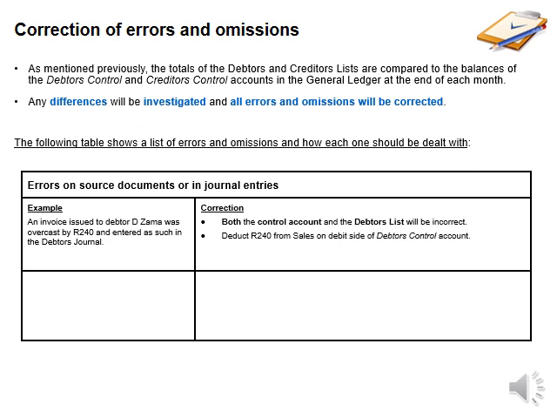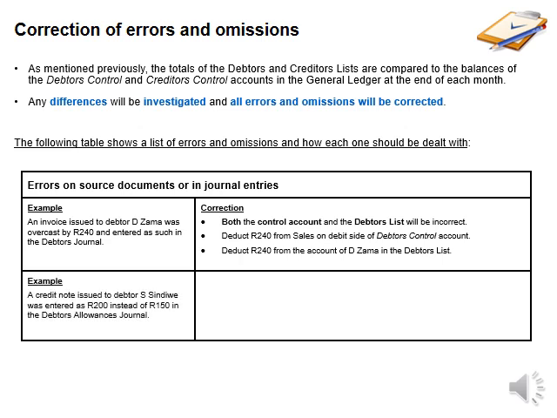We will have to deduct 240 from the sales because it's overcast. Overcast means it's too much on the debit side of the debtors control account. But we will also have to deduct 240 from the account of D. Zama in the debtors list. Remember, an invoice represents credit sales and credit sales increases. So if the amount is overcast, we need to deduct to fix.